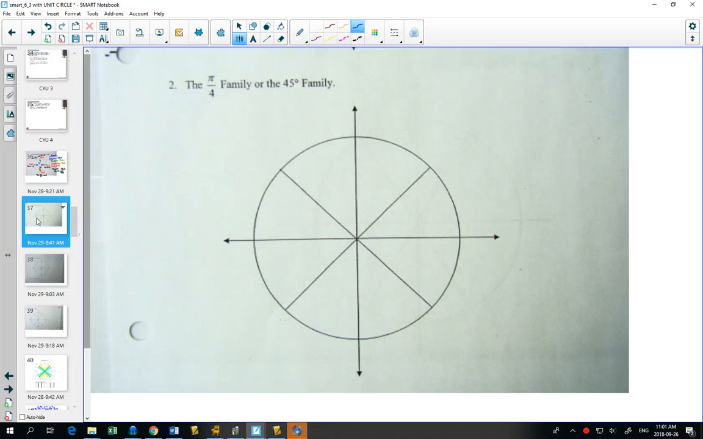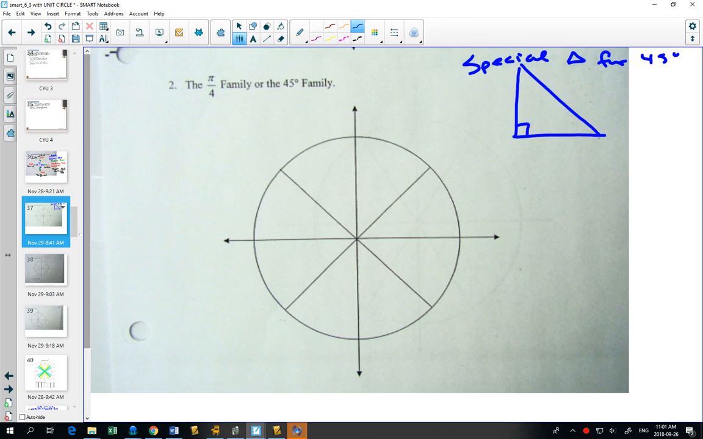Family number 2 is your pi over 4 family. And some of you are mentioning, do we need to know our special triangles? Well, yes and no. Our special triangles, for 45 degrees, you can make a special triangle for 45 degrees, which is a right angle triangle where one of the angles is 45 degrees. Well, the other angle would be 45 degrees as well.